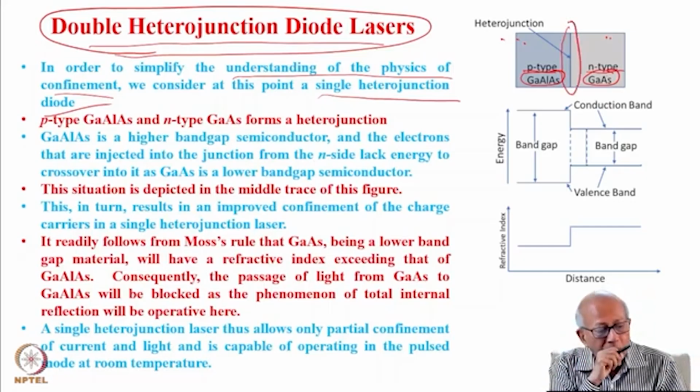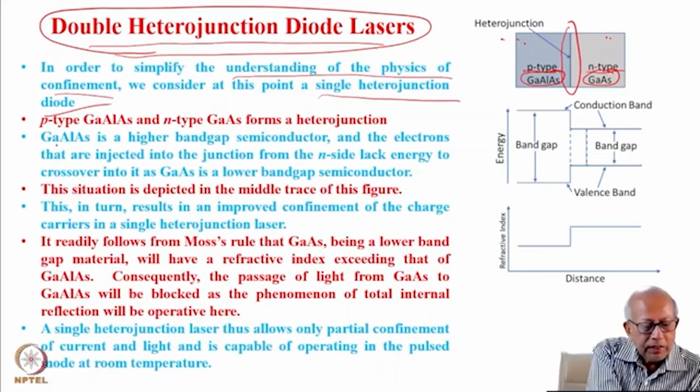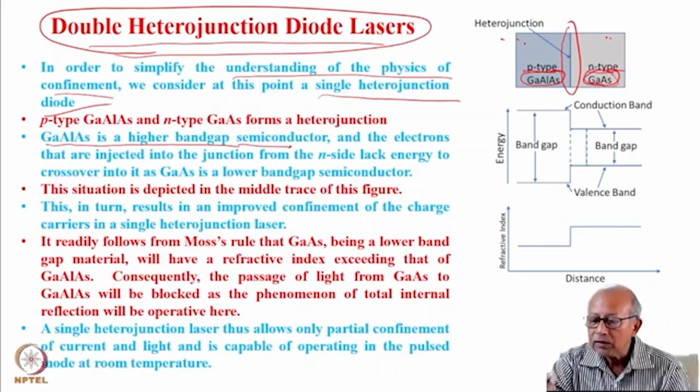So how will the confinement occur? You see, gallium aluminum arsenide has a higher band gap, is a higher band gap semiconductor compared to gallium arsenide. So these are the junctions. So then gallium aluminum arsenide has higher band gap. So this is the valence band and this is the conduction band.